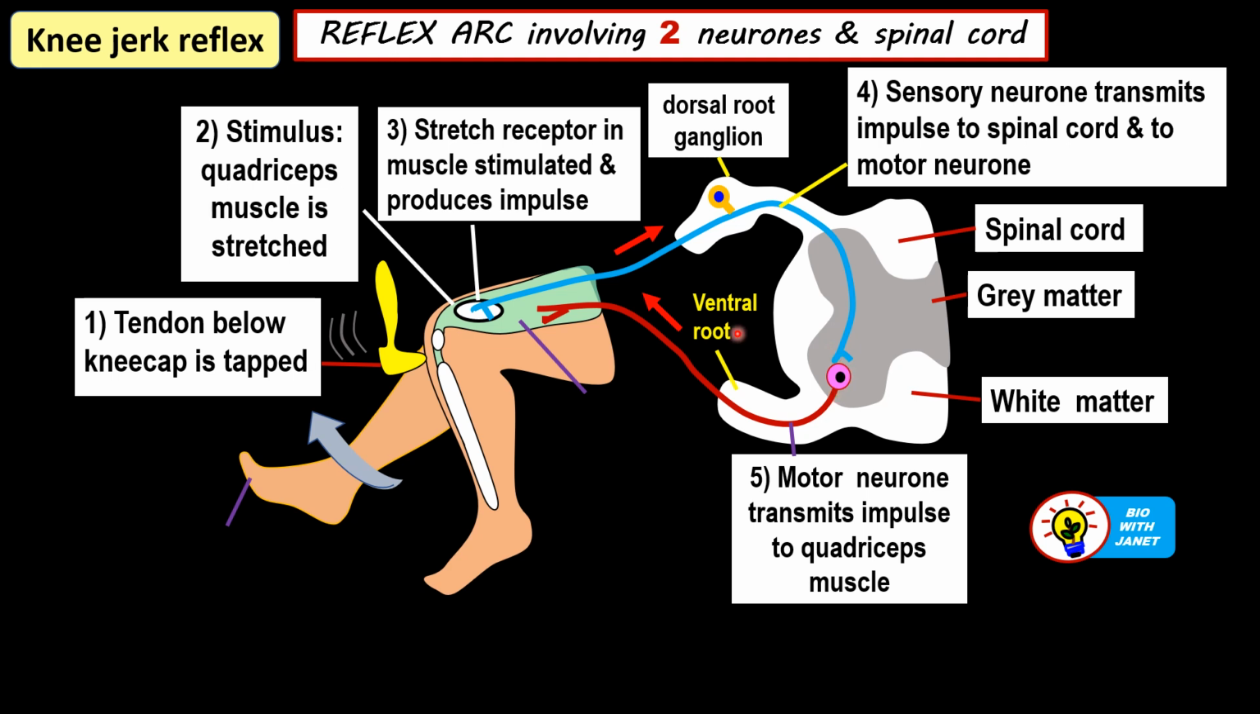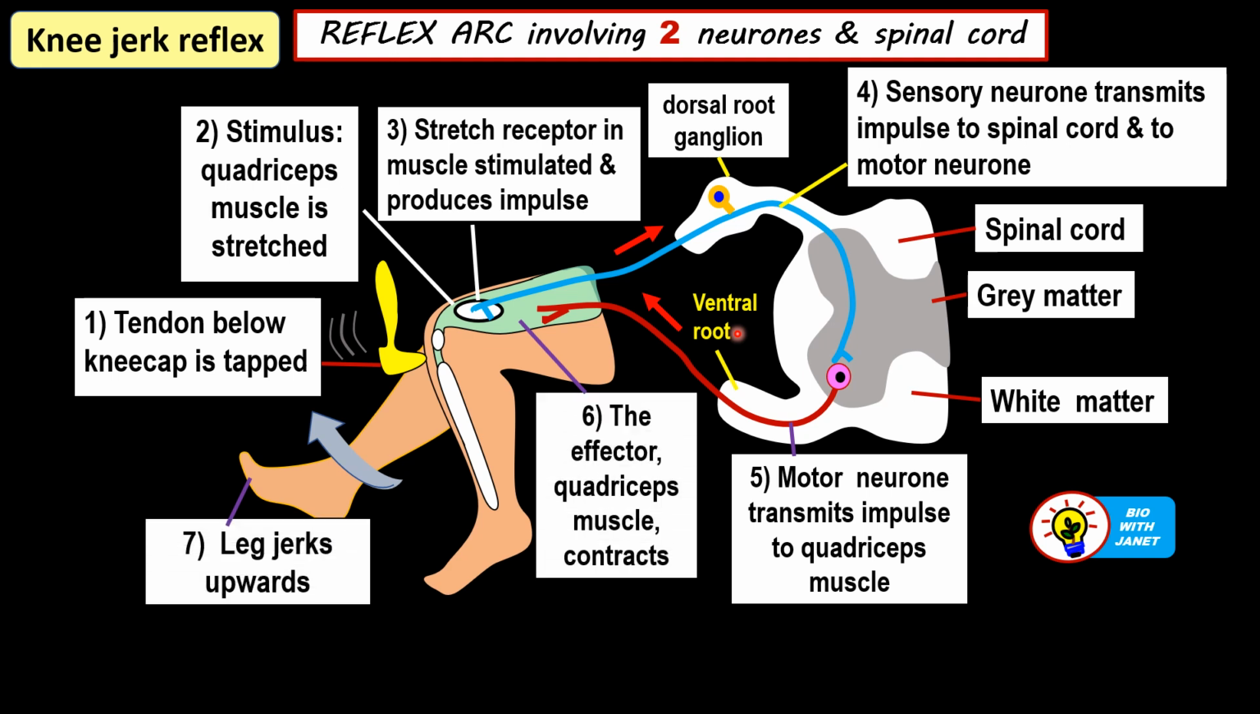So the motor neuron transmits the impulse to the effector, which is still the quadriceps muscle, the same quadriceps muscle. So when the impulse arrives back at the quadriceps muscle, the effector, it will contract because it's stimulated by the impulse. And when it contracts, it will pull the leg upwards. The leg will jerk forwards and upwards. And that's the knee jerk reaction. Okay? So take note that only two neurons are involved, the sensory neuron and the motor neuron.